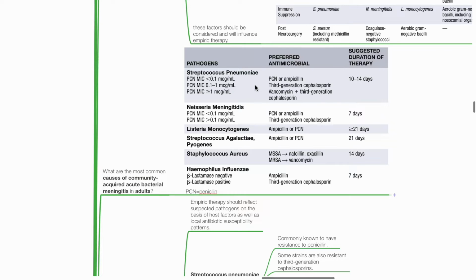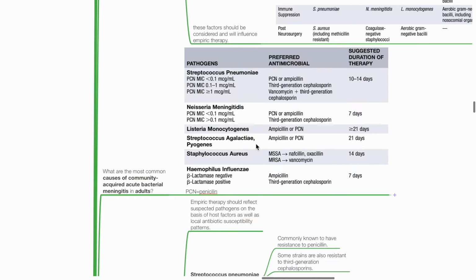Preferred antimicrobial depends on sensitivity testing. For Streptococcus pneumoniae, penicillin or ampicillin if sensitive, third-generation cephalosporin and vancomycin if not sensitive to penicillin. Suggested duration of therapy 10 to 14 days. For Neisseria meningitidis, penicillin or ampicillin if sensitive, third-generation cephalosporin if not. Suggested duration of therapy 7 days. For Listeria monocytogenes, ampicillin or penicillin. Suggested duration more than 21 days.